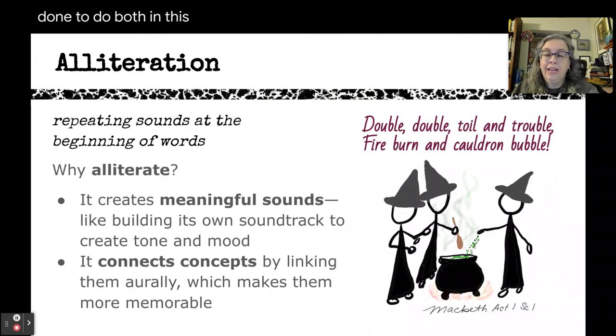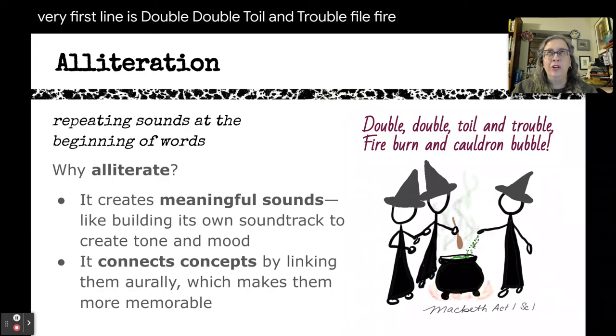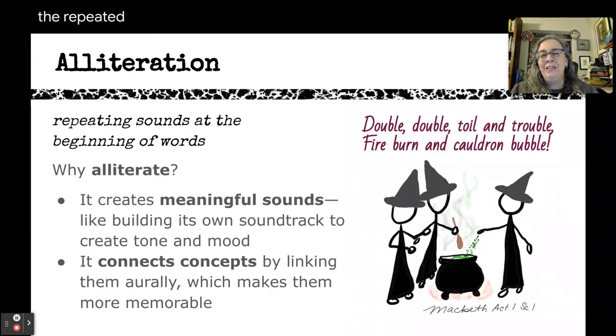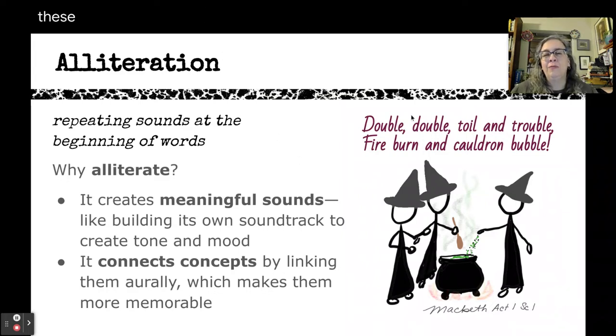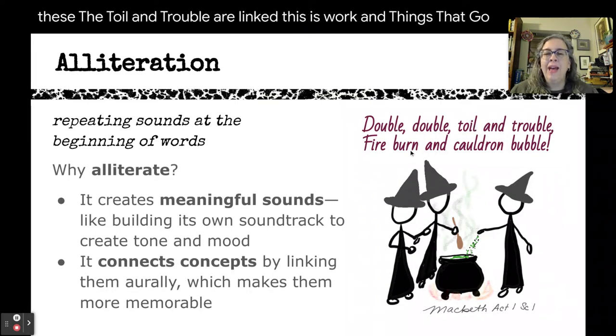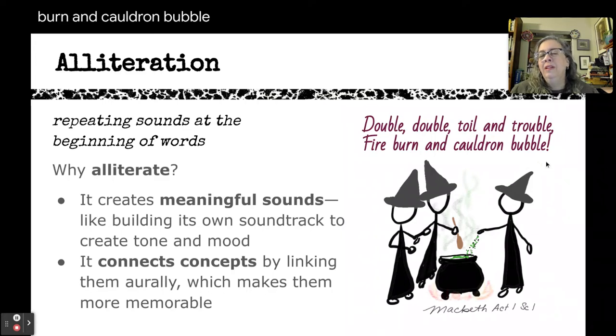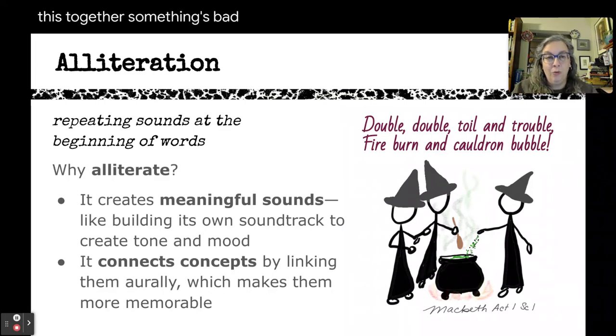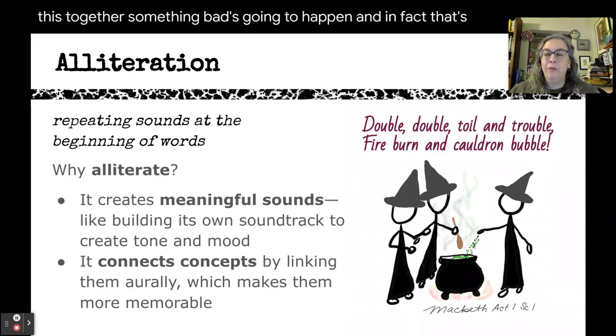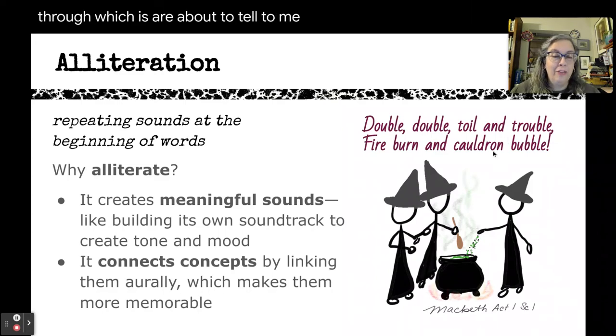In this particular tiny snippet from Macbeth, I think the very first lines: "Double, double, toil and trouble, fire burn and cauldron bubble." The repeated D and B and T sounds make it sound as though something is bubbling in the cauldron. If you say it aloud, you can almost hear it. But these also connect concepts, right? Double, double. The toil and trouble are linked. This is work and things that go bad. Fire burn and cauldron bubble. The cauldron is bubbling and the fire is burning, and together, something bad's going to happen. In fact, that's about what the three witches are about to tell Macbeth.